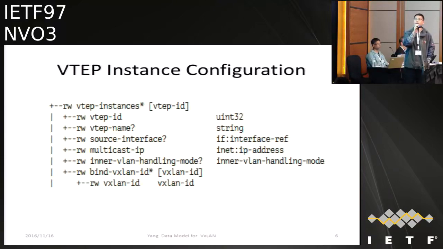We also define the list of VTAP instances. The key of the VTAP instance is the VTAP ID, and we also have the VTAP name, source interface, and the multicast IP. And we also define the inner VLAN handling model. There are two types of handling model. We also have the list of bound VXLAN IDs. So this is used for the VTAP instance to bind the VXLAN instance. So next.